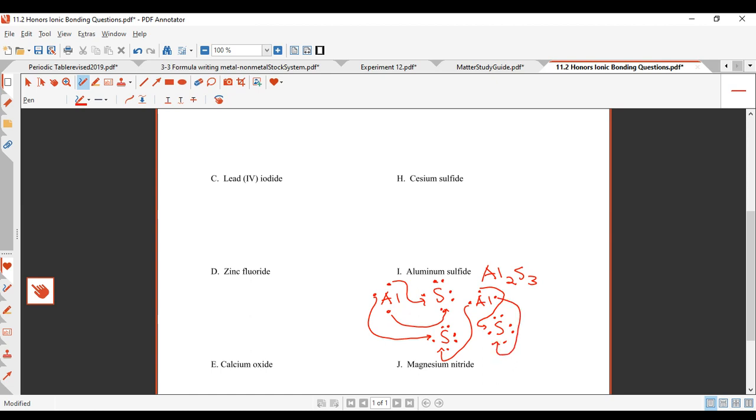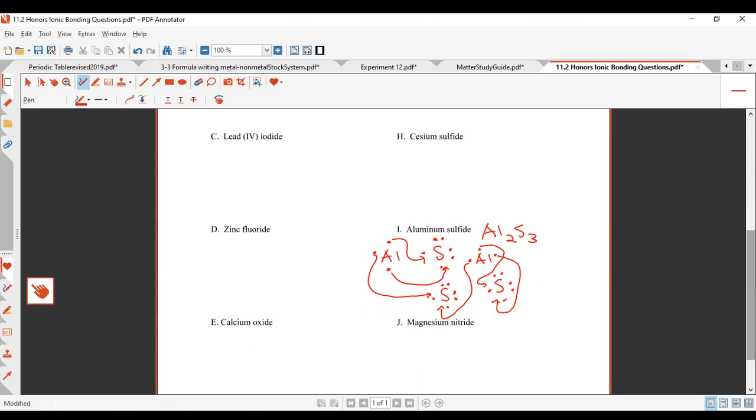So if we were to draw this final structure, what I would do is I would draw the 2 aluminums. So I would have sulfur in brackets with 8 electrons. So nonmetal always has 8 with a -2 charge. Aluminum brackets with none. Another sulfur with 8. Another aluminum with none. And last, sulfur with 8.